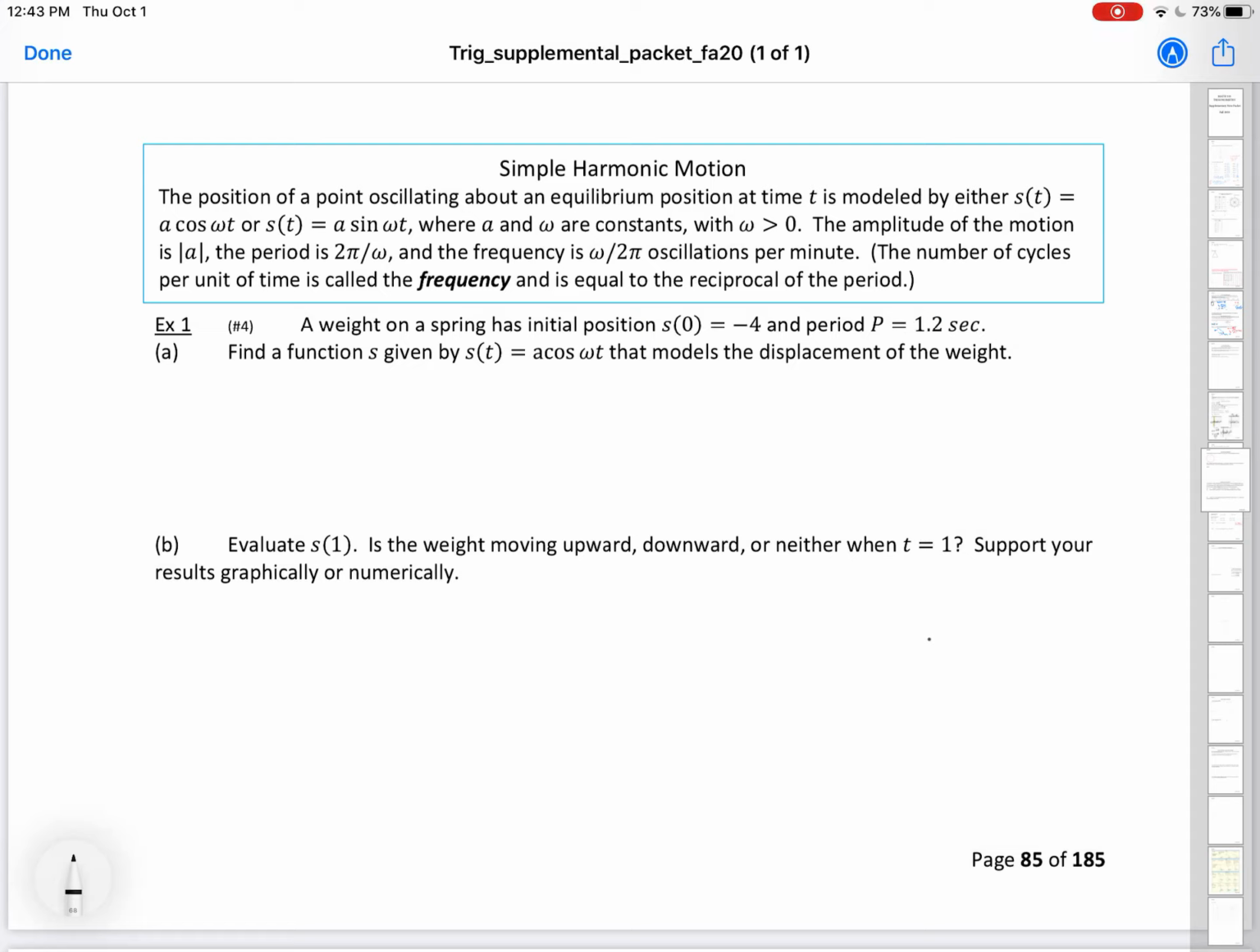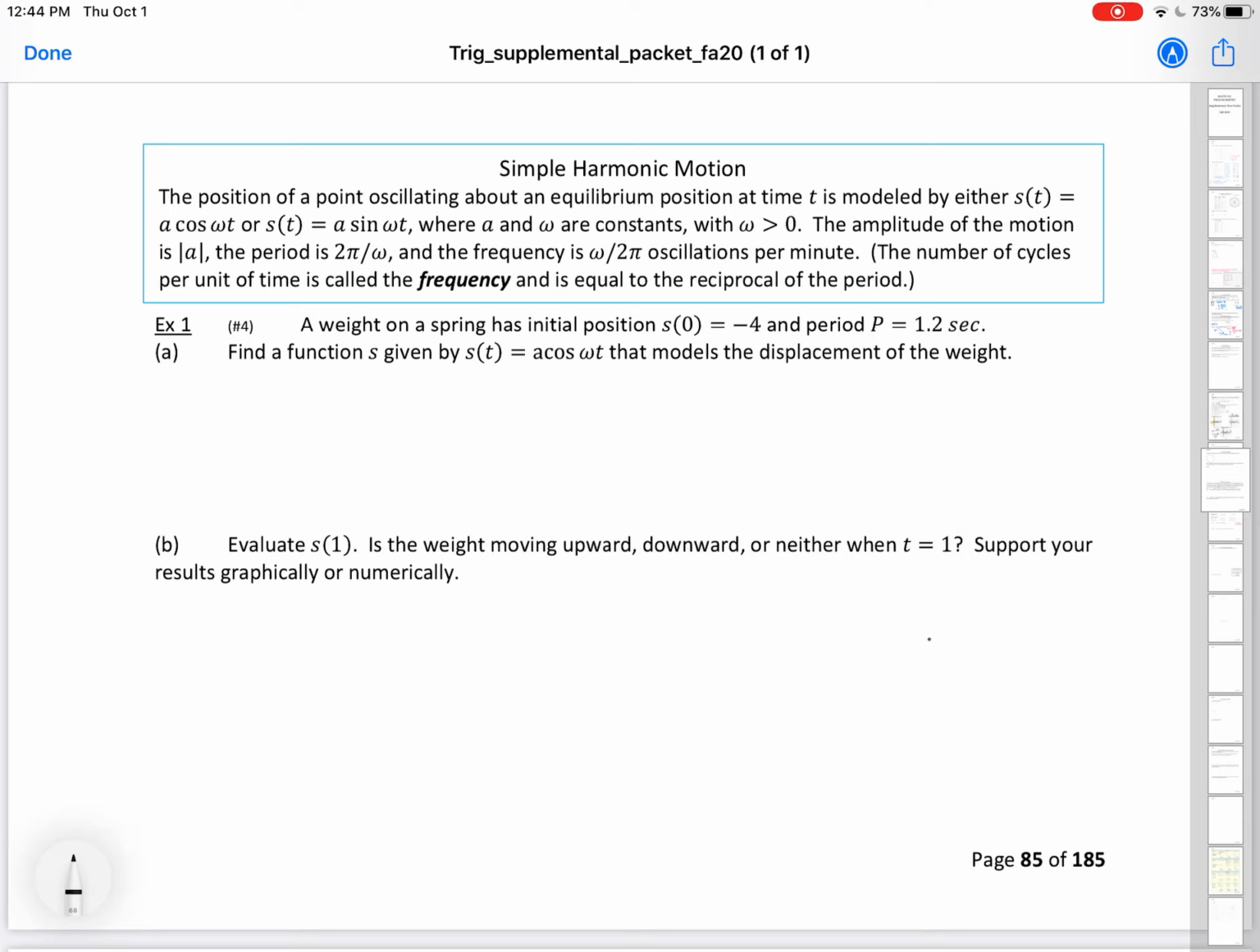The easiest way to think about it, and they'll have a good picture in your book about simple harmonic motion, is having a spring with a weight on the end, and you pull on that weight and then let it bounce back and forth. It has some equilibrium point right in the middle, and it's oscillating back and forth, and this will give us the equation for it.